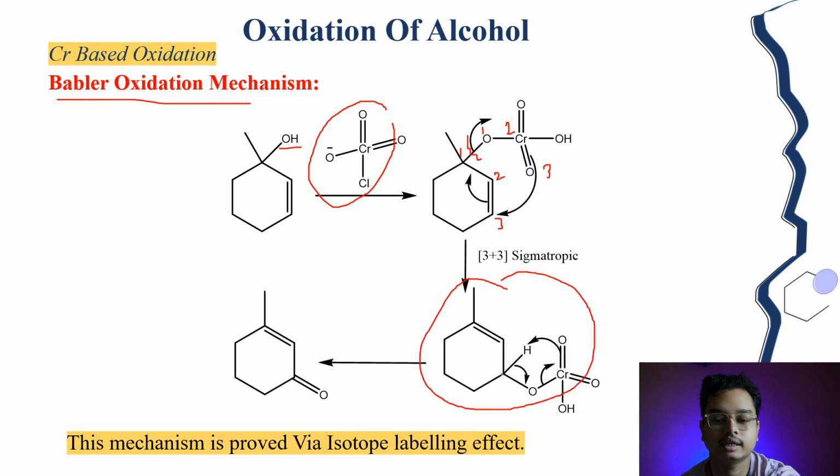Now after that, as the oxygen is attached here, you can find there is one hydrogen, and this hydrogen is very important because now this chromium part will capture this hydrogen, and the corresponding ketone is generated. This mechanistic pathway is proved via the isotope labeling effect. That means the mechanism is verified.